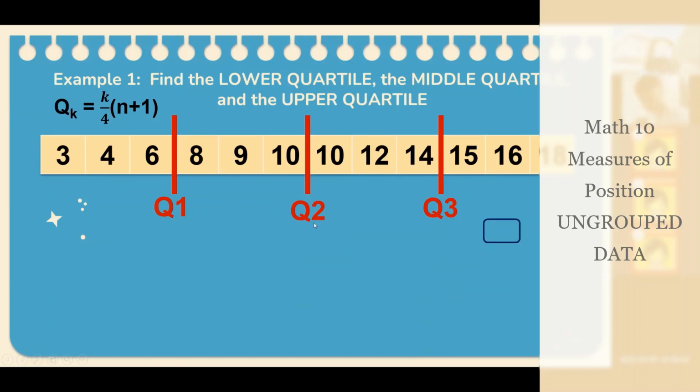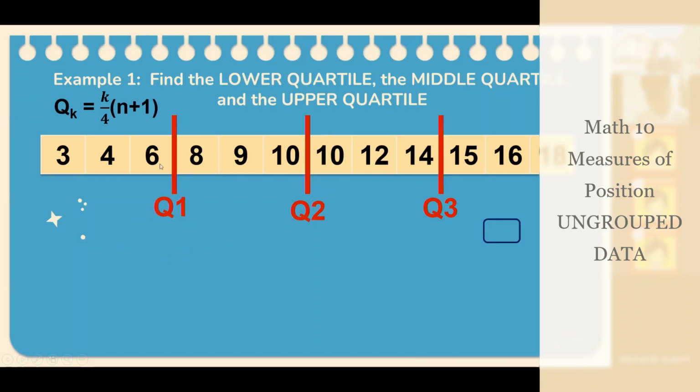So before, you learned that quartile 2 is the same as median, right? So median, it's the middle of all the scores. It's between 10 and 10. Still 10 yan. 10 plus 10, 20 divided by 2. It's 10 pa rin. Now, let's solve.